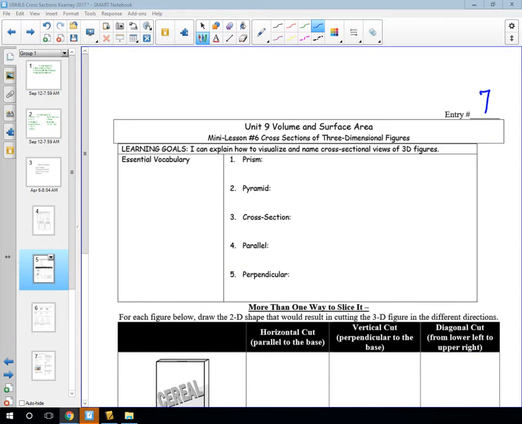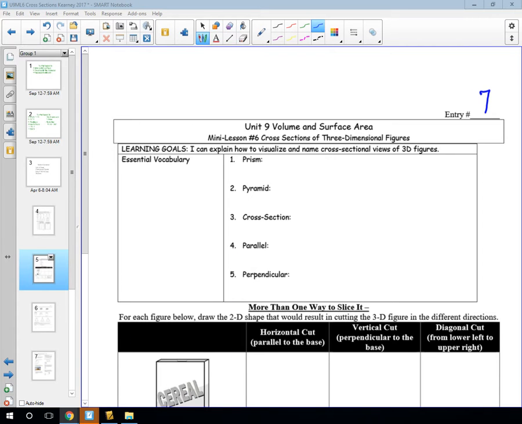Entry number 7. And our learning goal is that by the end of today, I want you to be able to visualize what happens when you take a 3D figure and you slice it and what shape appears. And that is called a cross section. So before we get started, there are 5 really important vocabulary words that you're going to hear Miss Kearney say a lot today when you come to my station. So I want to go ahead and get those vocabulary words down so we can see how to do this using these vocabulary words.